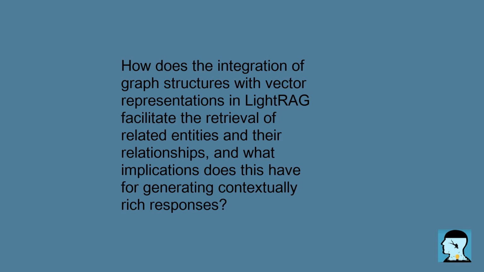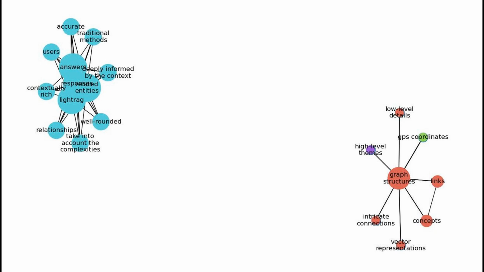How does the integration of graph structures with vector entities in LightRAG facilitate the retrieval of related entities and their relationships? And what implications does this have for generating contextually rich responses? The integration of graph structures with vector entities in LightRAG creates a powerful system for retrieving related entities and understanding their relationships. Imagine a city map, the graph, combined with GPS coordinates, the vector entities.